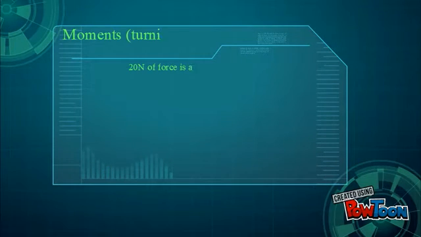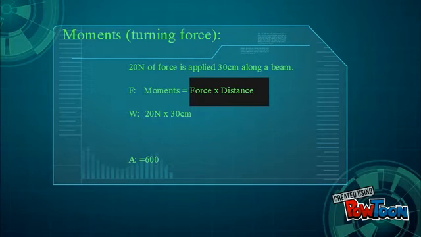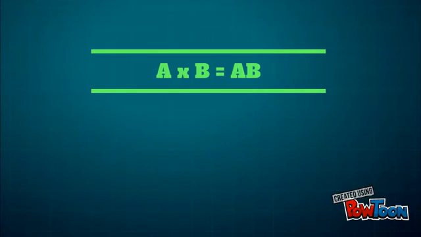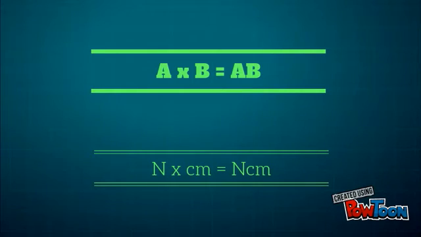In the moments calculation, you've multiplied the force by the distance. The force was in newtons. You don't write the multiplication sign because it looks like a letter, and the distance was in centimeters. The units therefore are Newton centimeters. And if you've done any algebra, you'll spot that A times B is written as AB. It's the same rationale. I'm going to put a few examples up for you to pause and work through at the end.